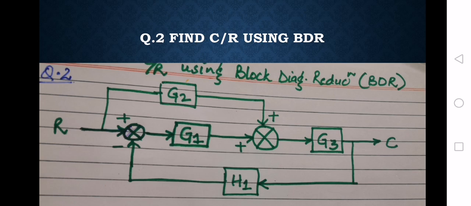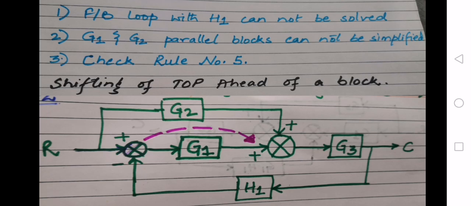As you all can see, we have got three forward paths, one consisting of G2, G1 and G3, while there is one feedback path of H1. If you just see this block diagram, does any rule come to your mind that is going to fit and simplify it? So let's start. Here, the feedback loop with H1 cannot be solved. Why? Because there is a summing point in between.